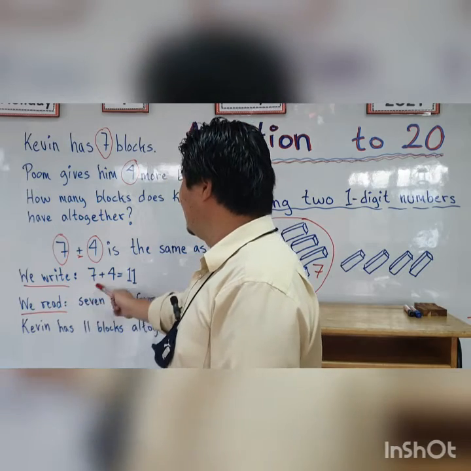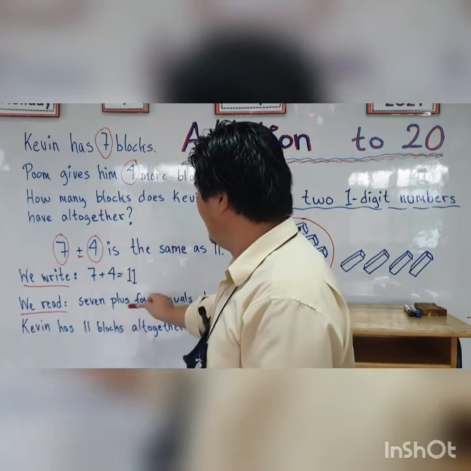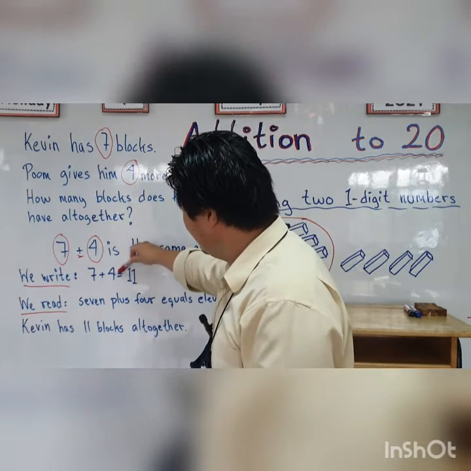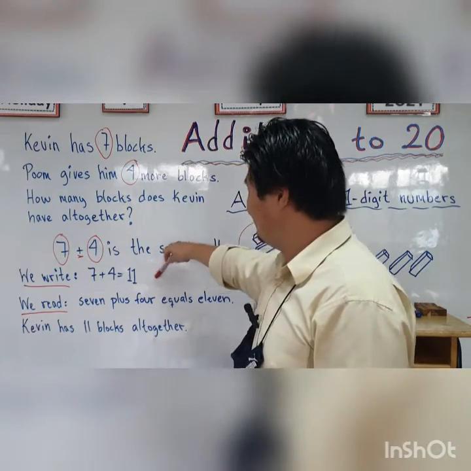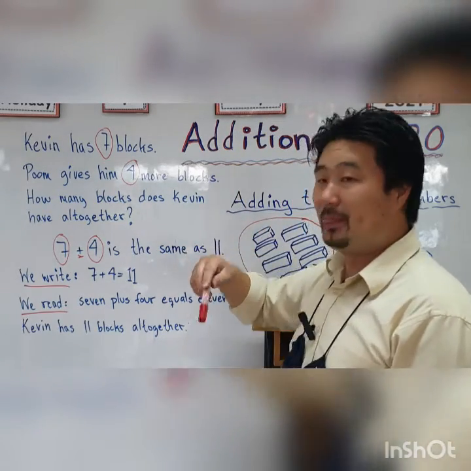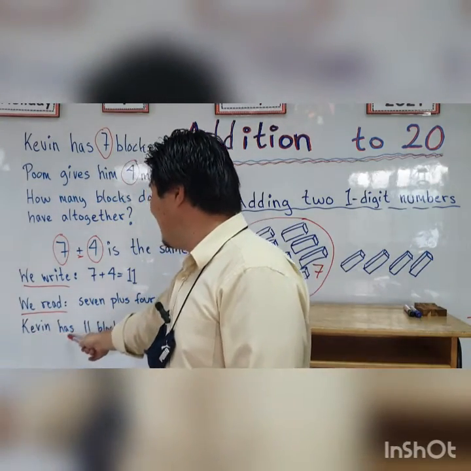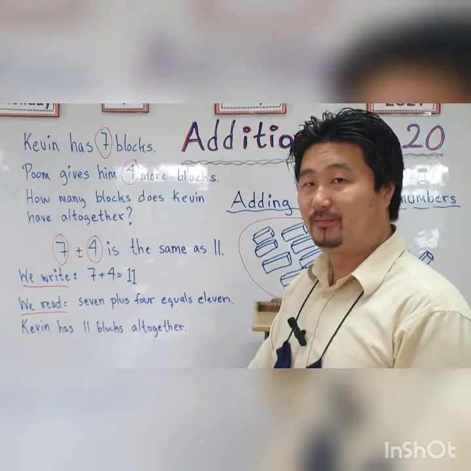So we read it, 7 plus 4 equals 11. Okay, and then we answer the question. Kevin has 11 blocks altogether.